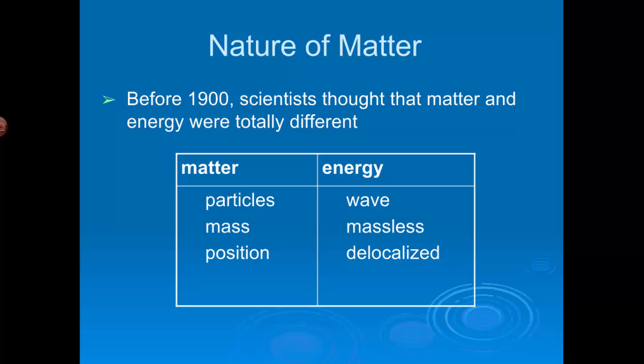Matter and energy are distinct processes in the old way. Matter had mass, it had position, it was made of particles. Energy was made of waves, it had no mass. It was delocalized, meaning you couldn't really pinpoint where it was. You could just sort of see the effects of it, or you could follow the transmission of a wave. Up to the beginning of the 20th century, this was how things were viewed. And it's a simple way of looking at things, which is why it's still taught in a lot of classrooms today.